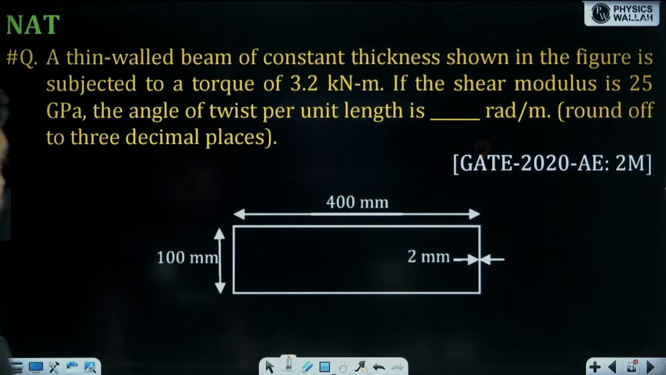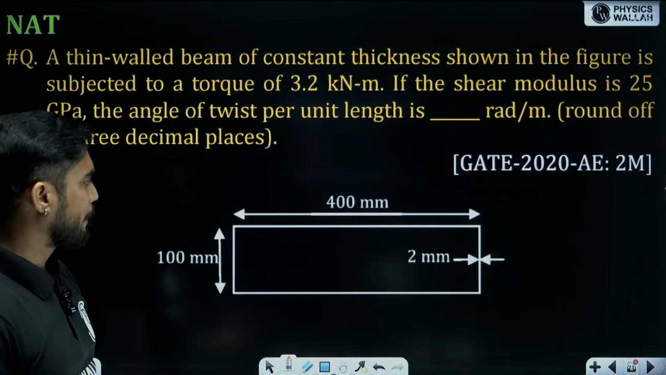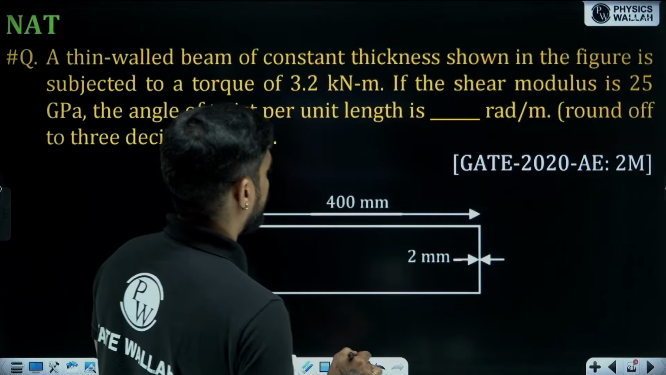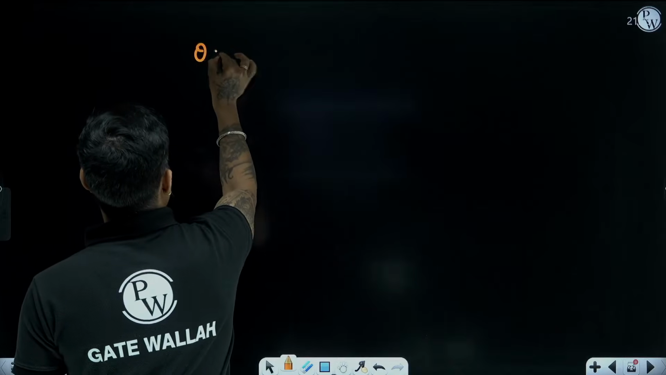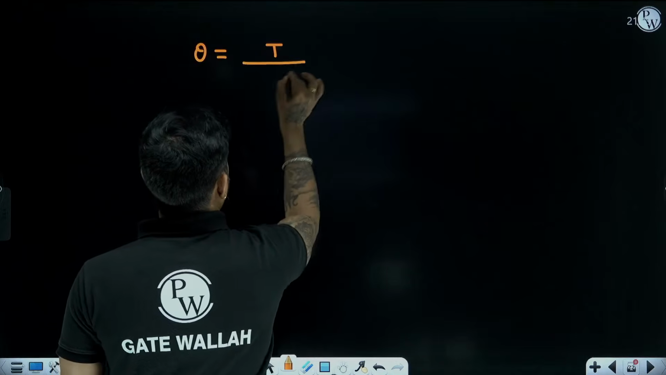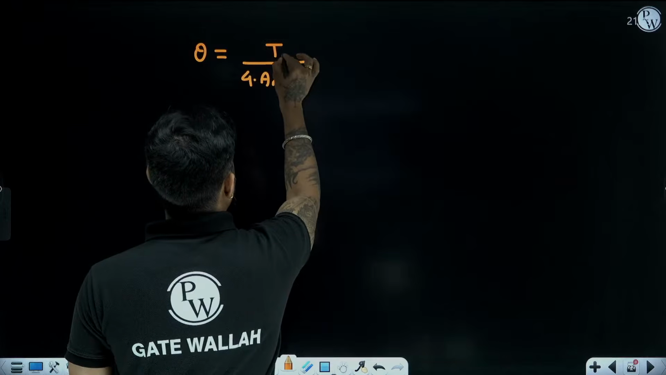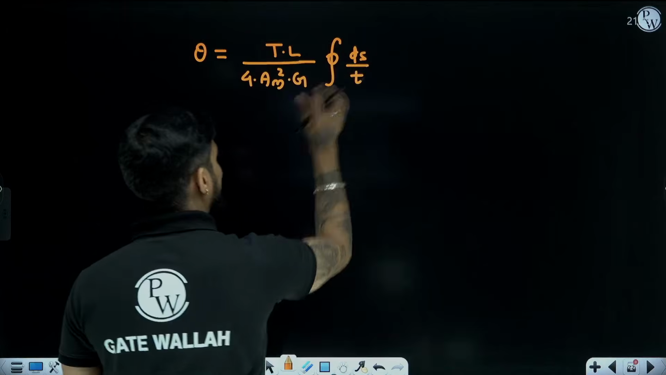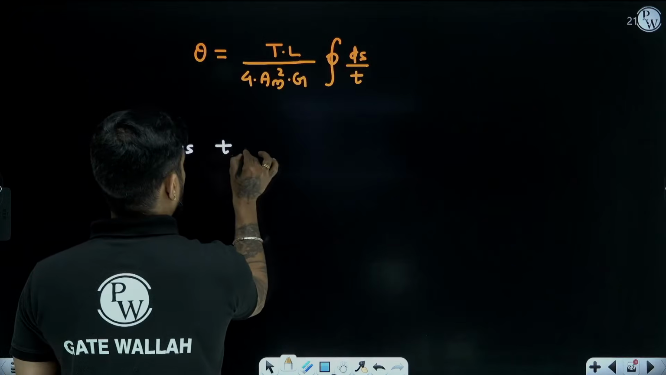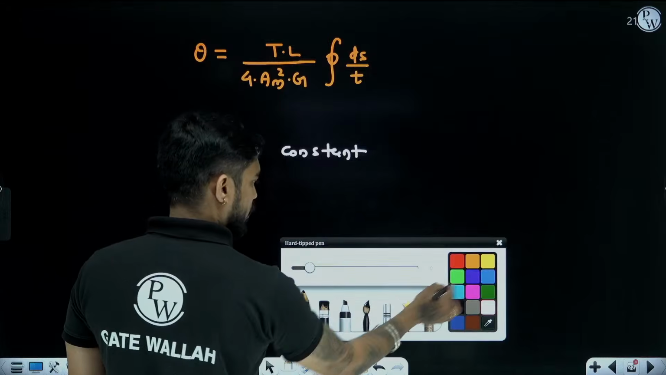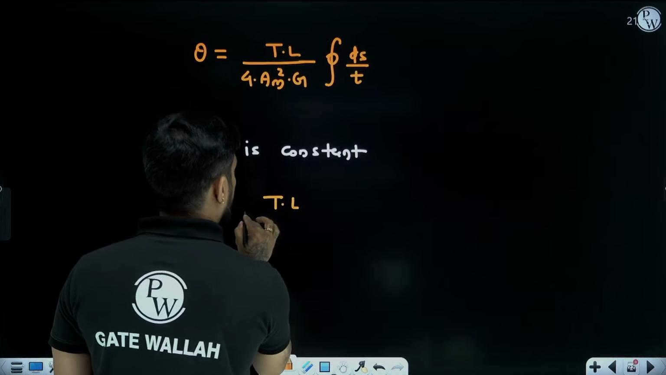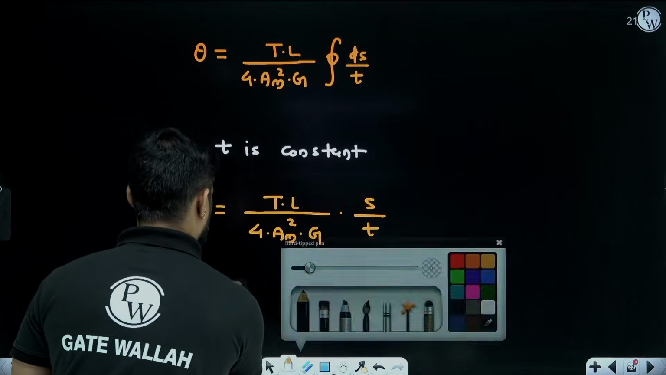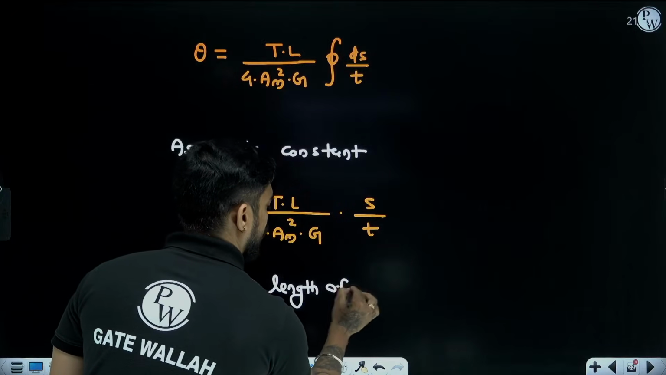Okay, chalo. So let's calculate the angle of twist theta. What is the equation of theta? Theta is equal to T into L upon 4 AM square into G, integration ds by t. As thickness is constant, this formula will become T into L by 4 AM square into G, S by t, where S is the length of the center line.